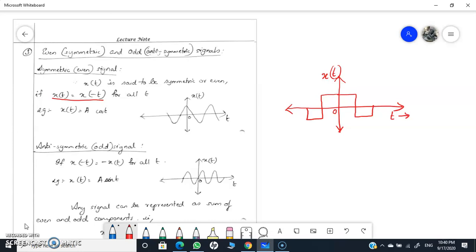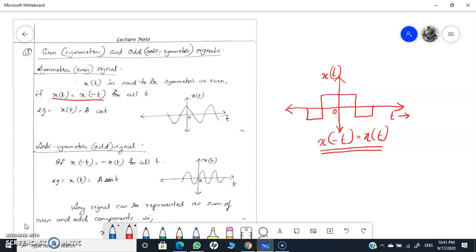That means if I am taking x of minus t, that means if I am substituting every t with minus t, I am getting the same signal x of t itself. If any signal is satisfying the condition x of minus t equal to x of t, then that signal is said to be an even signal. That means the signal will be symmetric about the y-axis.